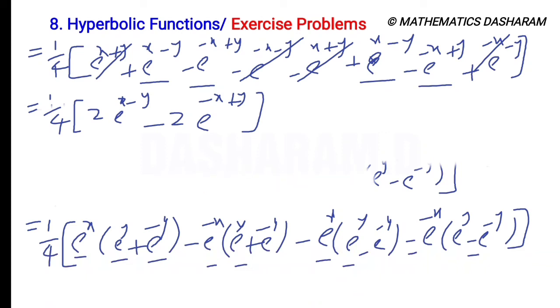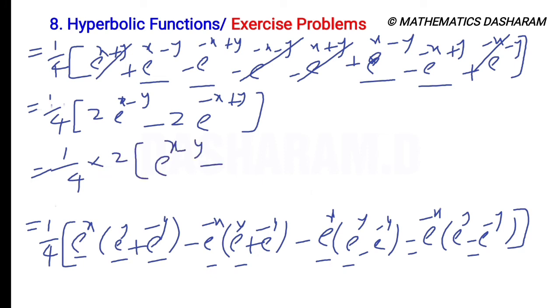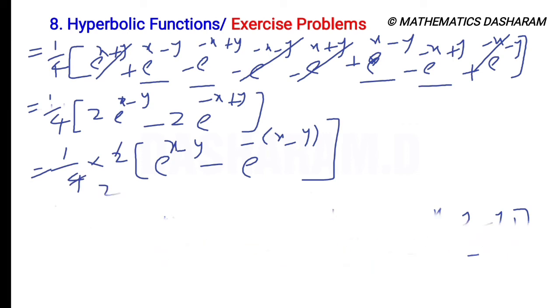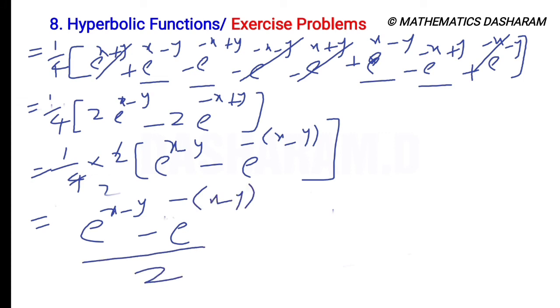So now take the 2 common from that. So 1 by 4 into 2 into e to the power of x minus y minus e to the power of, here take the minus common, so x minus y. So now 2 ones are 2, 2 twos are 4, so it is equal to e to the power of x minus y minus e to the power of minus of x minus y divided by 2. So it is equal to sin h of x minus y, LHS. So hence proved.